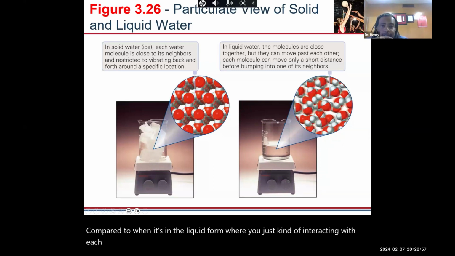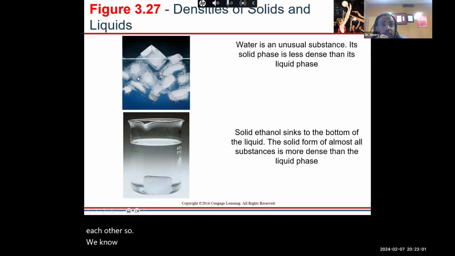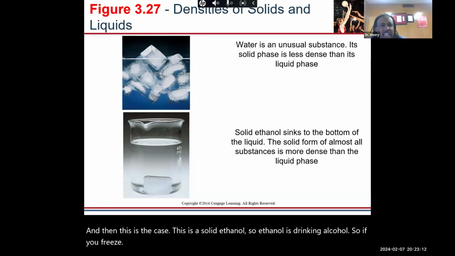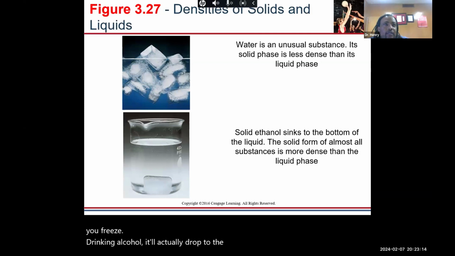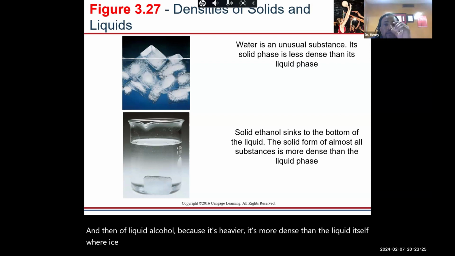So we know that ice floats, and this is the case. This is a solid ethanol. So ethanol is drinking alcohol. So if you freeze drinking alcohol, it'll actually drop to the bottom of the liquid alcohol because it's heavier, it's more dense than the liquid itself, where ice is lighter than the liquid itself because it puts those air pockets in there.